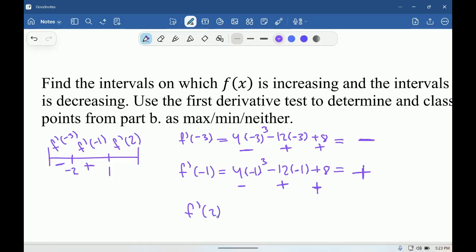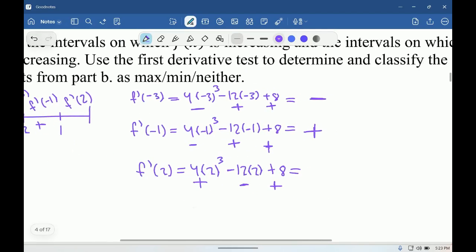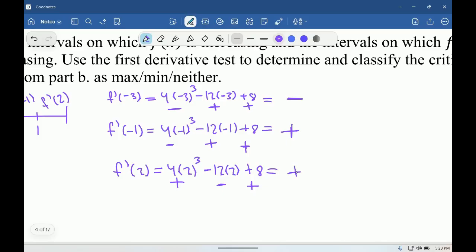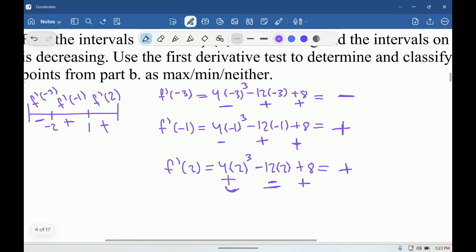And then f prime of 2 is going to be 4 times 2 to the third power, minus 12 times 2, plus 8. And these are all positive. This is a positive number. And this is our negative number. Then this is going to be our positive number. And this is going to be positive, because this is going to be a bigger positive number.